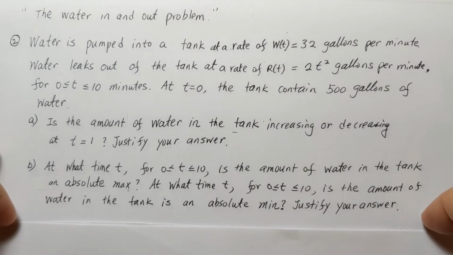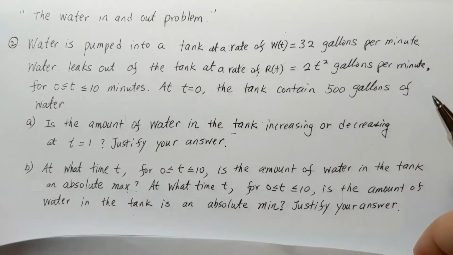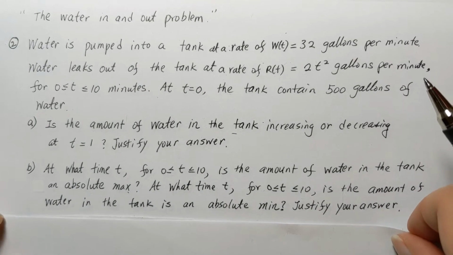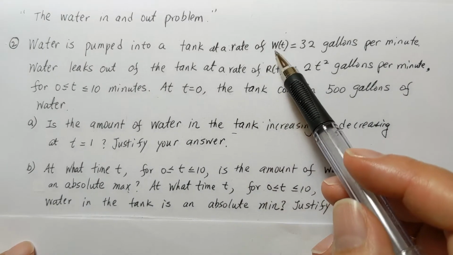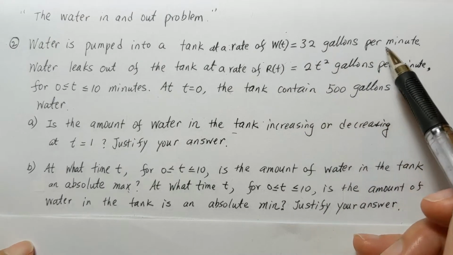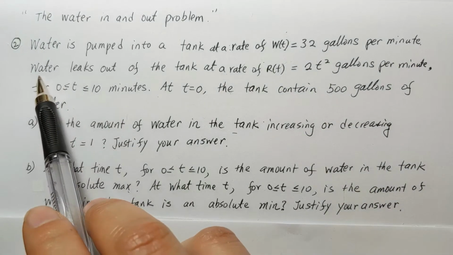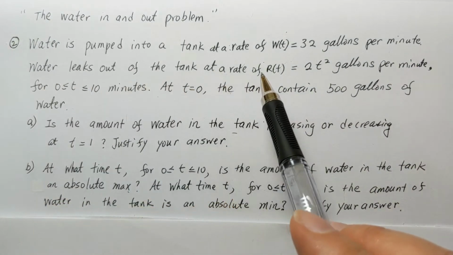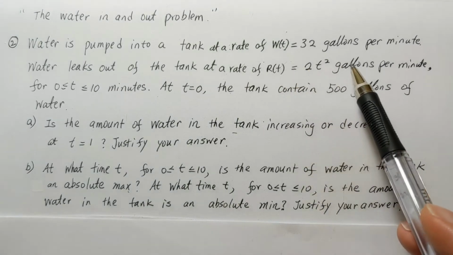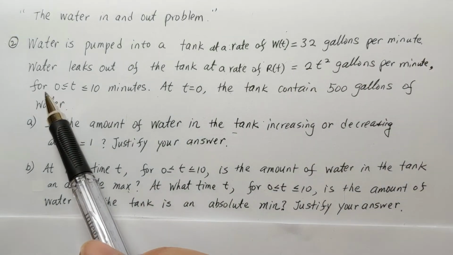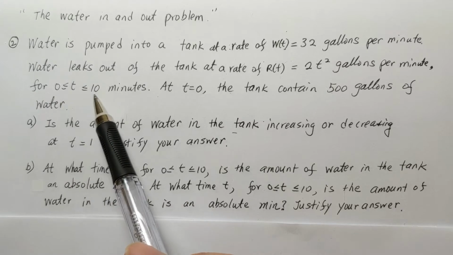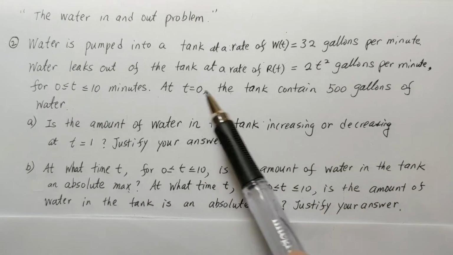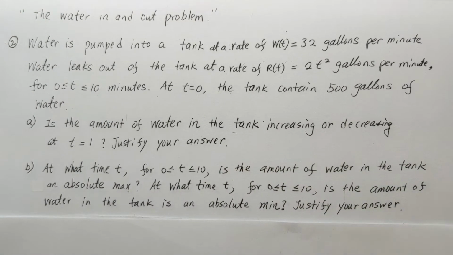Hi, so let's take a look at question number 2. Water is pumped into a tank at a rate of W(t) equal to 32 gallons per minute. And water leaks out of the tank at the rate of R(t) equal to 2t squared gallons per minute. For the time t between 0 and 10 inclusive, at t equals 0, the tank contains 500 gallons of water.